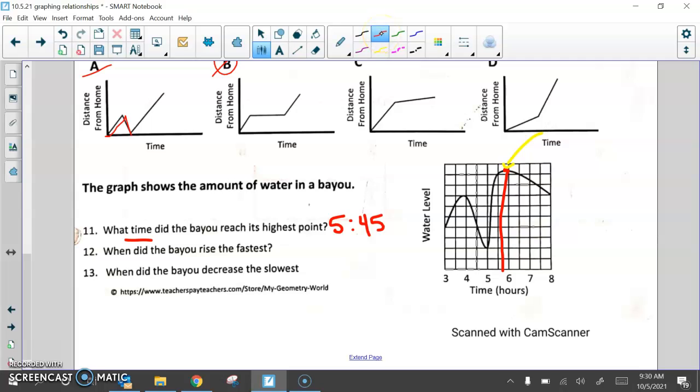Then it says, when did the bayou rise the fastest? So we're looking at the slope. We're looking at the graph where it's going up. So it's going up there. And it's going up on the second one. So out of, we'll just label it 1 and 2. When did the bayou rise the fastest? So you're looking at the steepest slope. So that's number 2. So that's going to be an interval between 5 and we'll say about 5:30. 5 and 5:30.